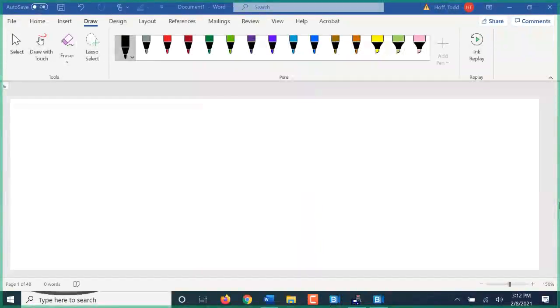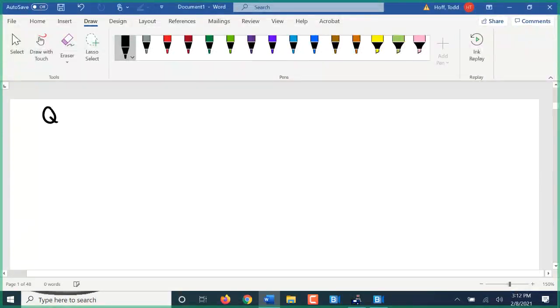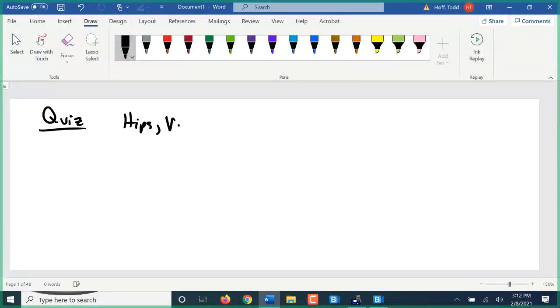Where we left off on Thursday, we finished up hip and valley jacks and the decrease and stairways. There's a quiz out there for today on hips, valleys, and stairs.